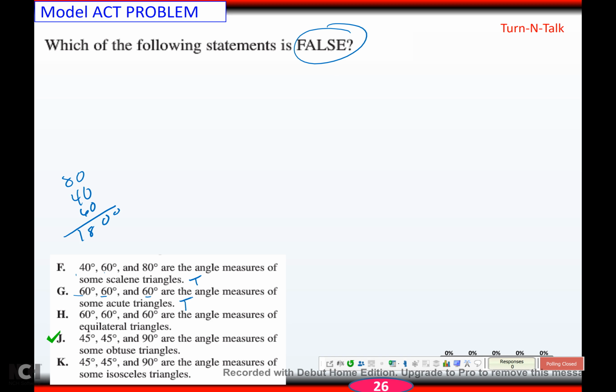60, 60, 60 are the angle measures of an equilateral triangle. Well, equilateral means they're all the same, so that's true. 45, 45, and 90 are the angle measures of some obtuse triangles. That's false. Obtuse means greater than 90 degrees, not equal to. That would be a right triangle, not an obtuse triangle. 45, 45, 90 of isosceles. Isosceles has to have two equal angles, and they do, so this would be true. So this is the only one that is false.